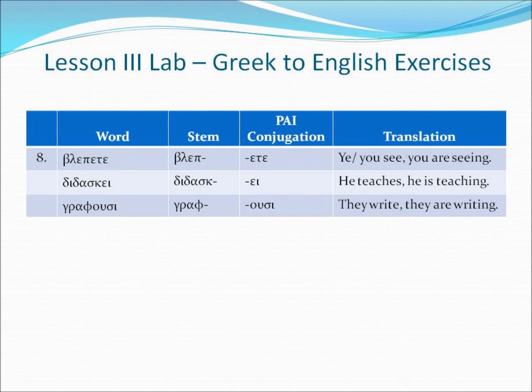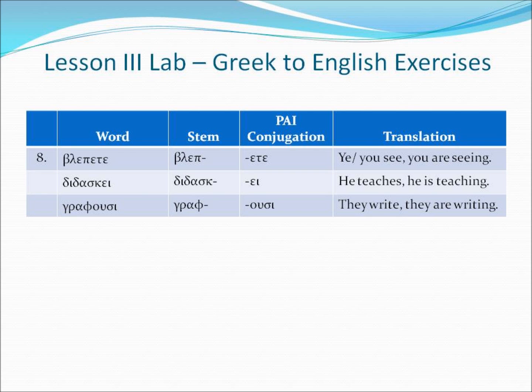Okay, almost done here. Example 8. First word, blepete, comes from the word blepo. Stem is blep. Conjugation is ete. That is second person plural. Ye, or you see, you are seeing. Second word, didaske, comes from didasko, which means I teach. Didask is the stem. A, O ace A, that's a third person singular. He teaches, or he is teaching.